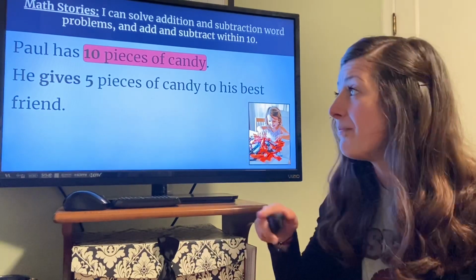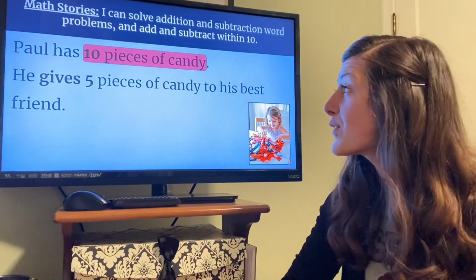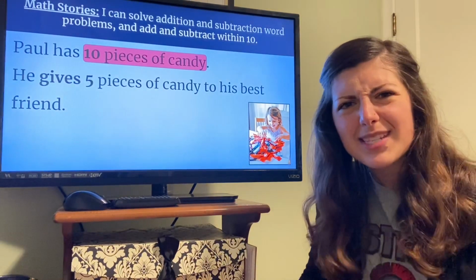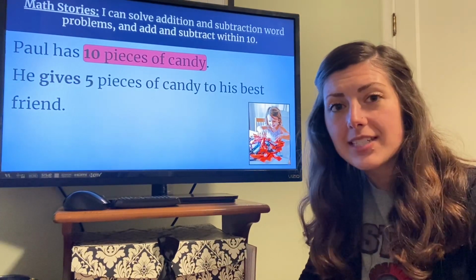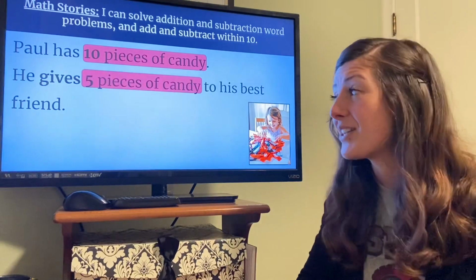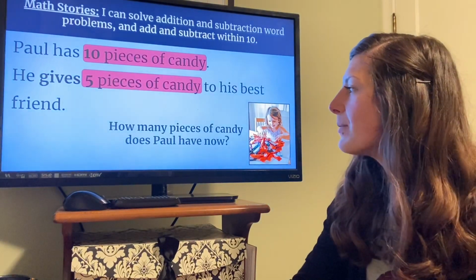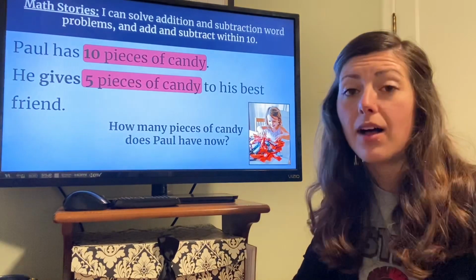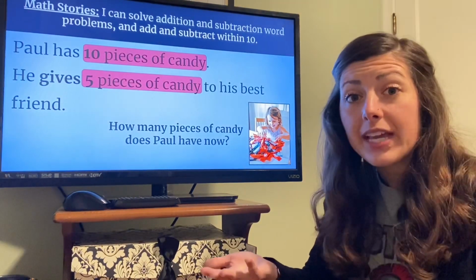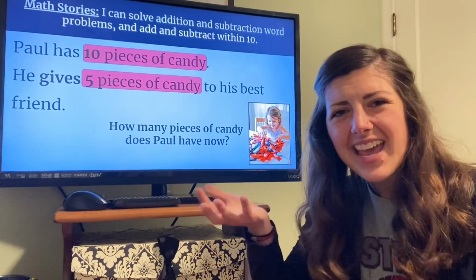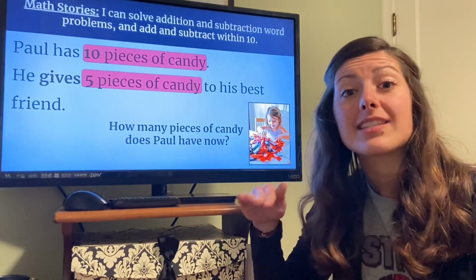10. Next it says he gives 5 pieces of candy to his best friend. How many pieces of candy will he give to his best friend? Also 5. Our question today asks us, how many pieces of candy does Paul have now? So like always, we have to make that first choice. Are we going to add today or are we going to subtract today?